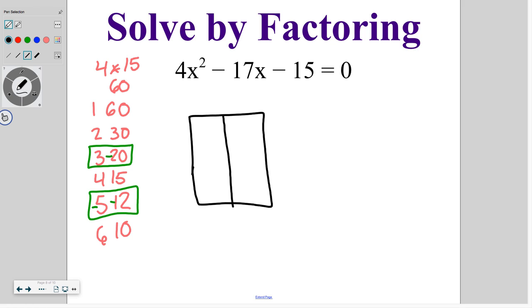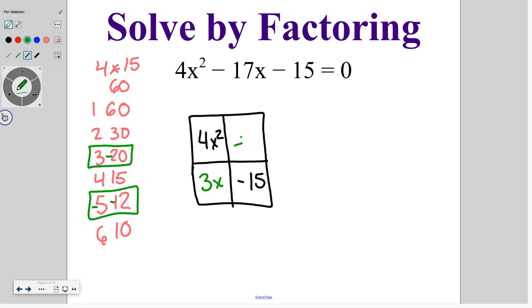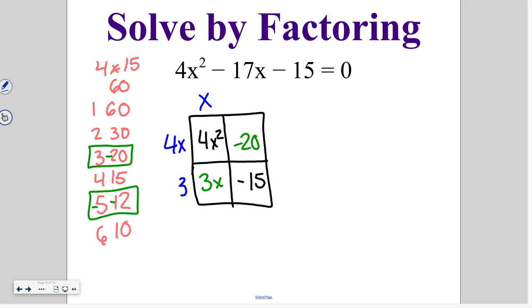So when I plug in, I have my 4x squared and my negative 15. The two pairs that I'm going to plug in are 3 and negative 20. So 4x squared and 3x have an x in common, so I'm going to pull that to the top. X times 4x gives me 4x squared. X times 3 gives me 3x. 4x times negative 5 is equal to negative 20, and that should have an x after it. And then negative 5 times 3 gives me that negative 15.